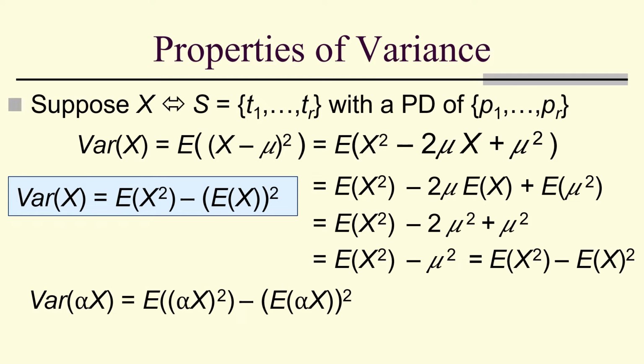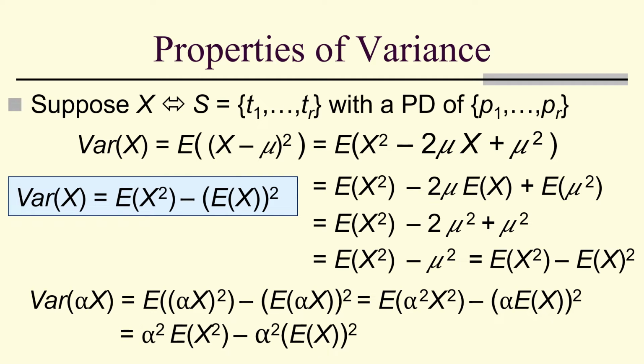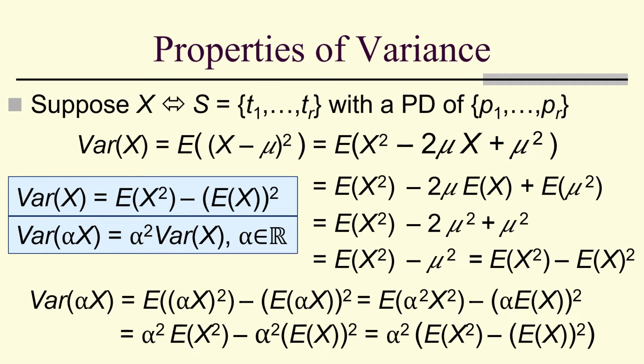The variance of alpha x is, by definition, given like this, and we can factor out the alpha squared, and we end up with the variance of alpha x is equal to alpha squared times the variance of x.